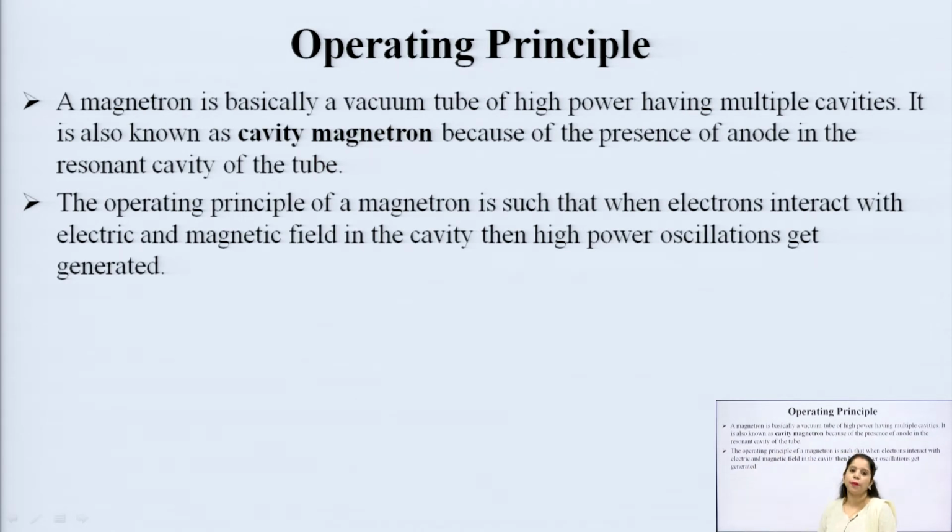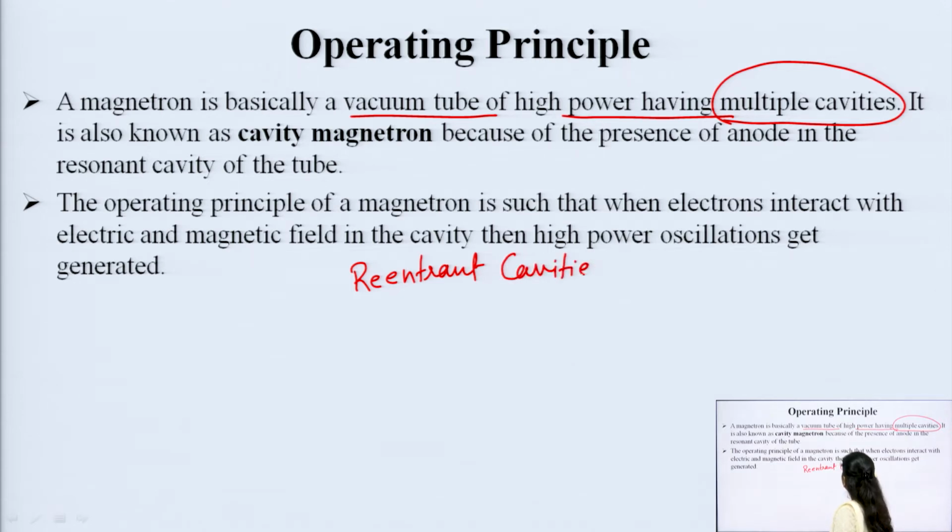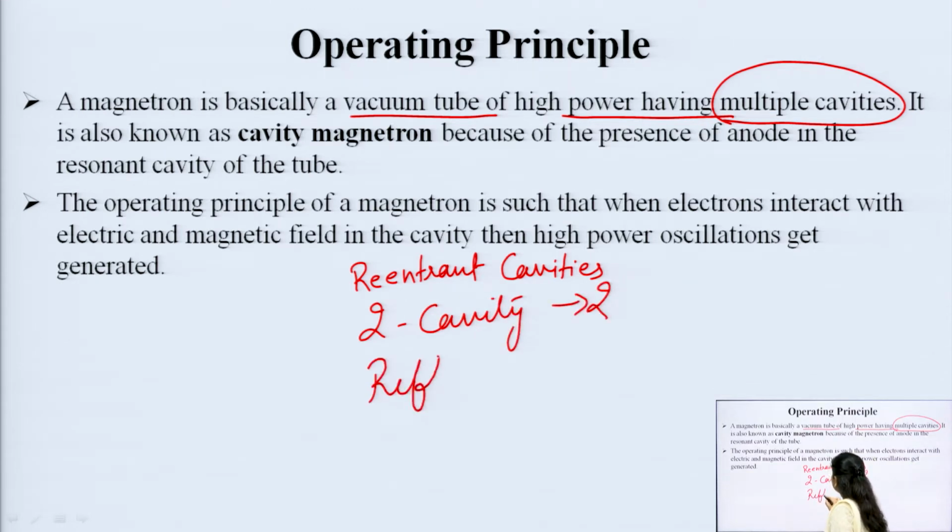Now, the basic operating principle of a magnetron. The magnetron is a vacuum tube of high power having multiple cavities. If you are recalling, cavities are also used in the case of our klystron, that is the two cavity klystron as well as the reflex klystron. The cavities which are used are basically the reentrant cavity. In the two cavity klystron, the number of reentrant cavities is 2, and in the reflex klystron, the number of reentrant cavity is 1.